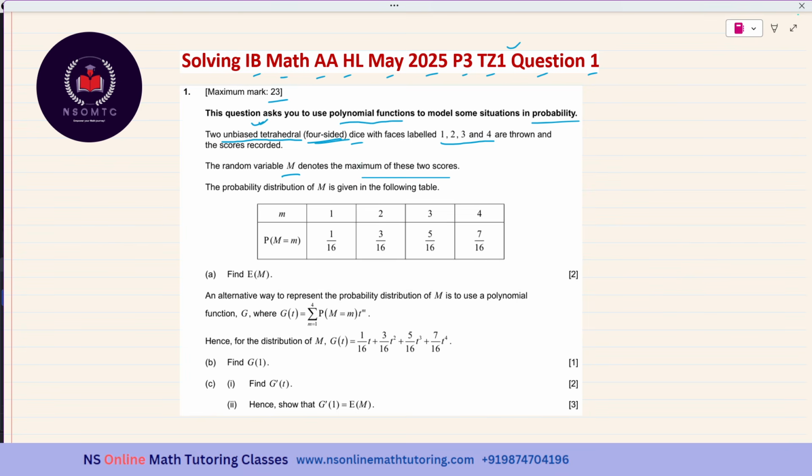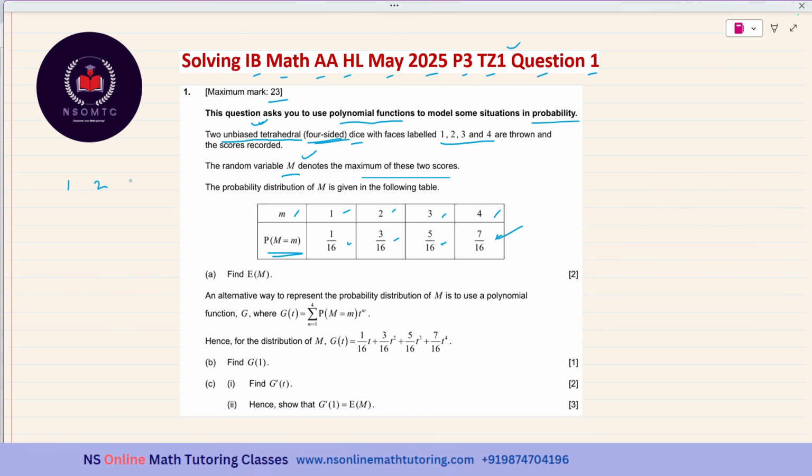There are two dice, so the maximum is recorded as the random variable m. And the labels are 1, 2, 3 and 4, so the maximum can be 1, 2, 3 or 4. So these are the four values of m. And P of m equal to m, these are the corresponding probabilities that have been given. You don't have to find these probabilities, but in case you're curious to know how to get to them, let me show you.